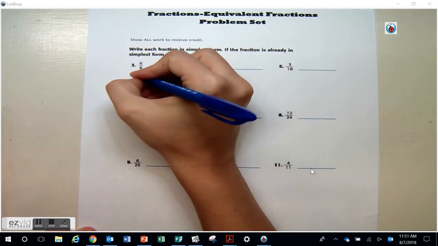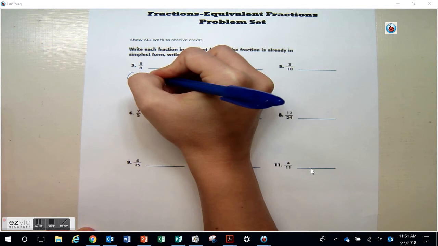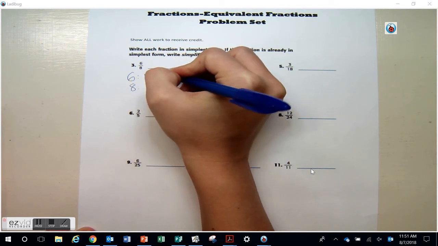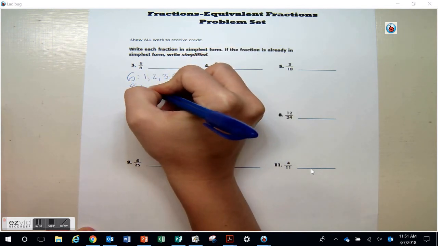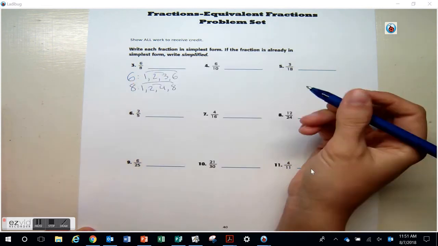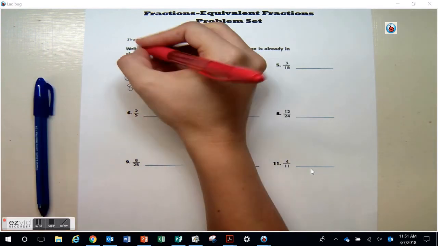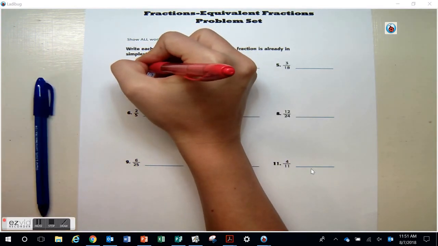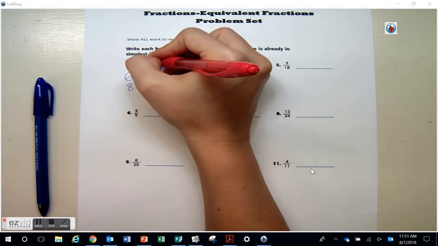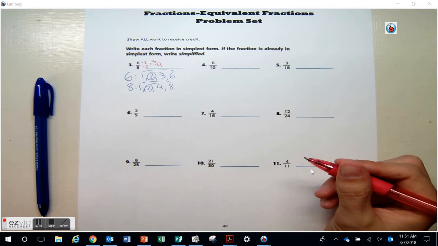So I'm going to look at the factors of 6 and 8. 6 has 1, 2, 3, and 6. 8 has 1, 2, 4, and 8. And the greatest common factor is 2. So I can divide the top and bottom by 2, getting again that fraction we got earlier of 3/4.